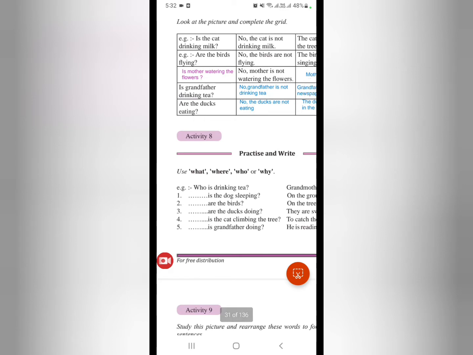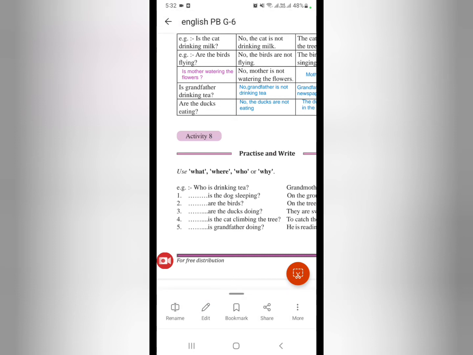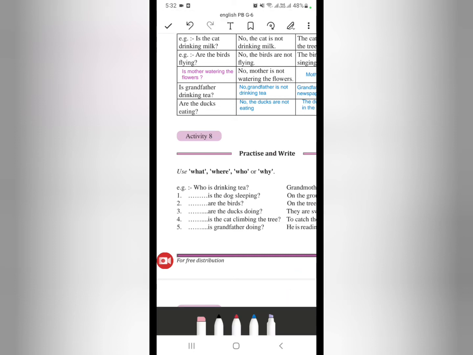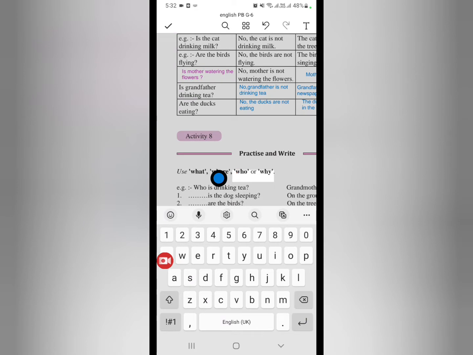You know, where should we use this what, where, who or why? I will write the exact meaning in Tamil here. Okay. What means enna.